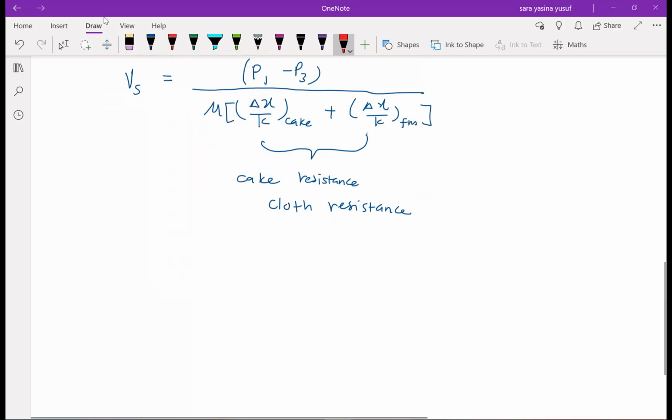Okay, for the filter cloth here, it can be replaced with the symbol alpha. Okay, because alpha here, or the cloth resistance, will not be changing with time.